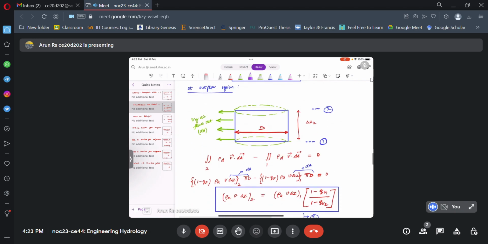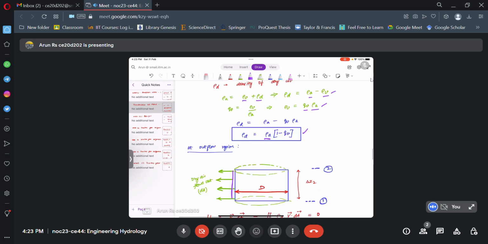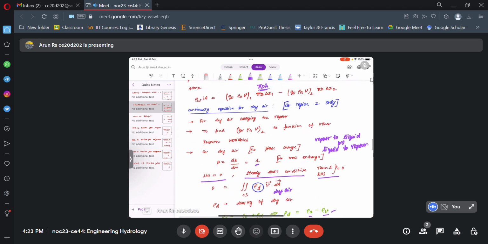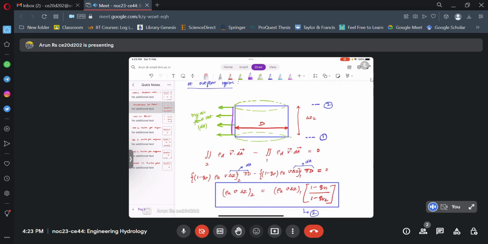Now we are at the outflow region. Similar to the inflow region, the outflow region is also cylindrical in shape, and we have the control volume something like this, and the dry air comes out of this particular surface. So we need to determine this equation. This can be written as outflow minus inflow. That is what I have written here. This is outflow, and this is inflow.